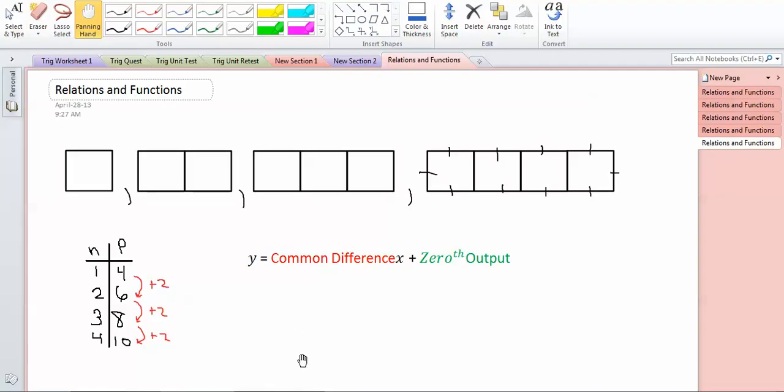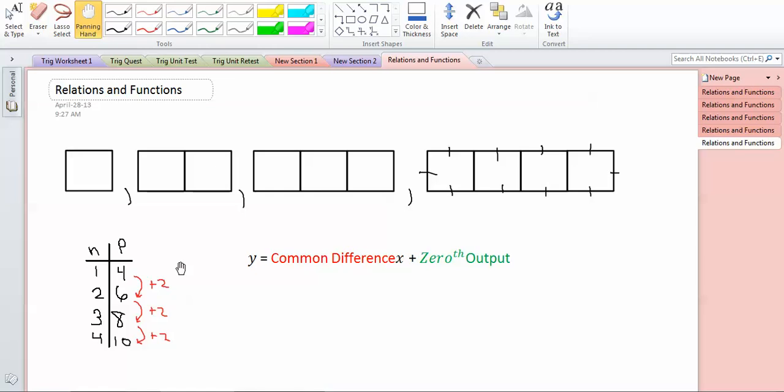A linear equation always has the form y is equal to the common difference times x plus the 0th output. The common difference is: if n increases by 1, then what does p increase by? Or to put it in terms of x and y, or input-output, if your input increases by 1, then what value does your output change by? Our common difference here is 2.